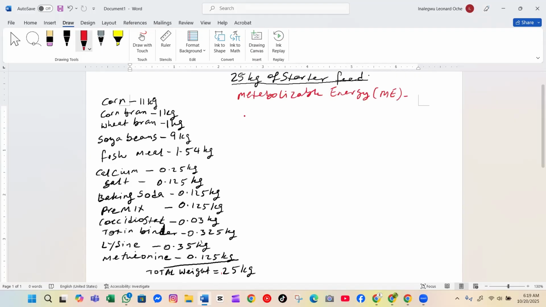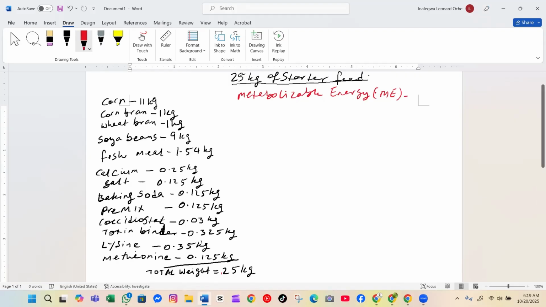So before we continue, let me explain metabolizable energy to you guys in a way that you will understand it very, very well. So metabolizable energy is that energy that goes into the body of your animal from the feed that they consume, okay? Some of the energy will be lost, but the one that the body will consume is called the metabolizable energy, usually called ME, okay?